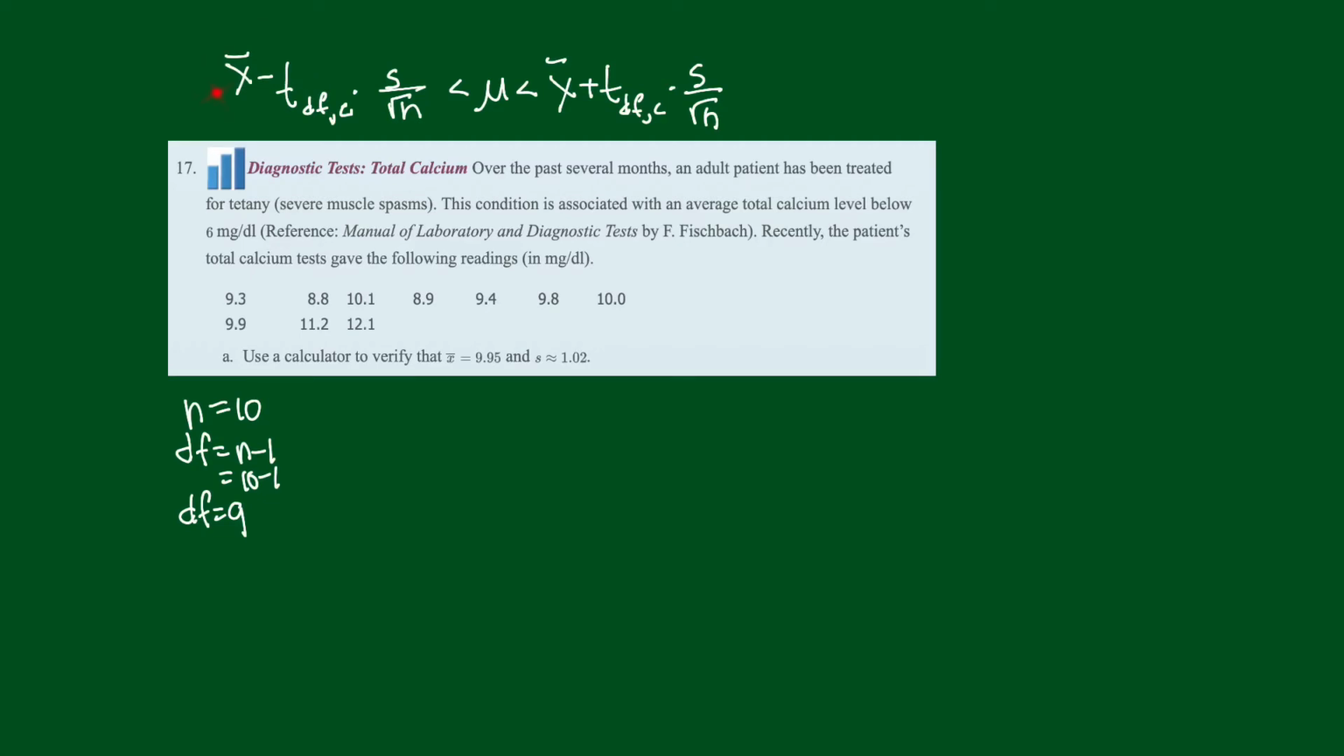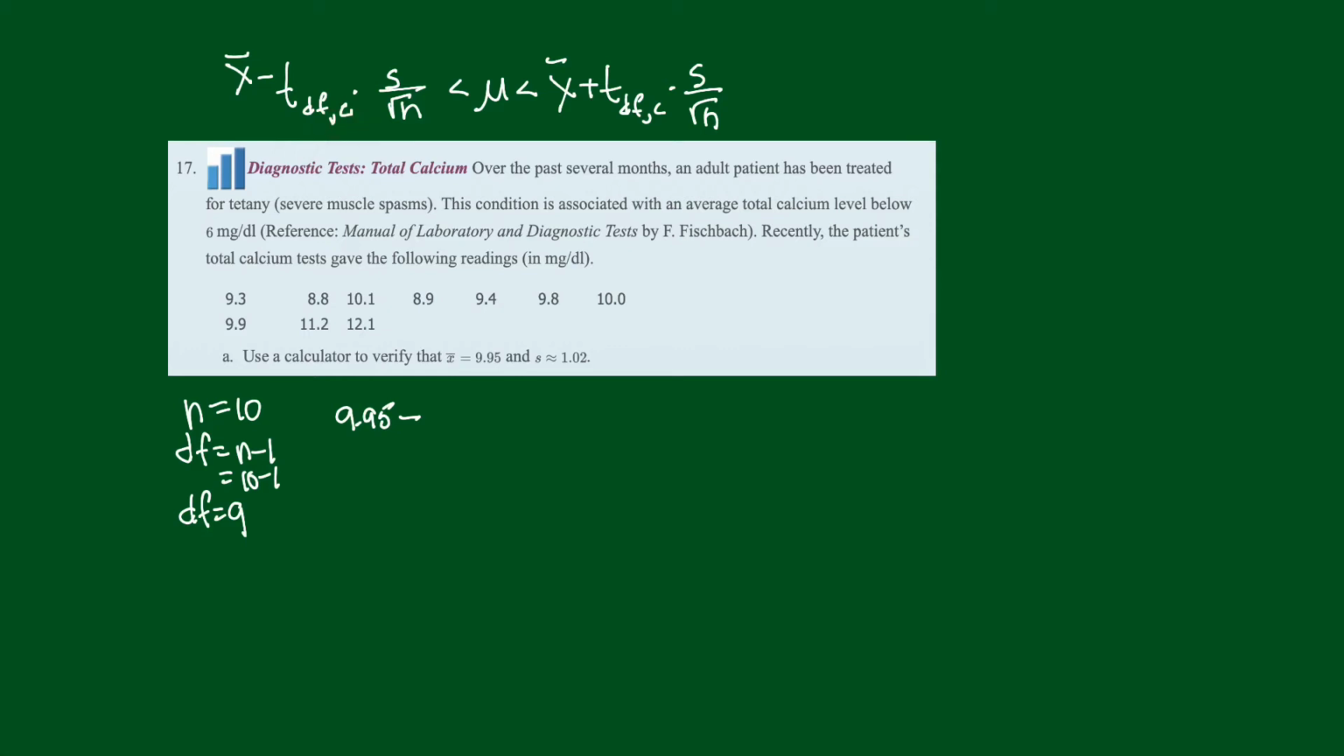So first up, x bar. Well, x bar, we just verified that that was 9.95. So we're going to get 9.95, then minus. Now, I'm going to write this out in a couple of steps. I need the t value, but I need two things to get that. So I'm going to write it down and then I'll go to the table and get it. So I need degrees of freedom and the level of confidence.